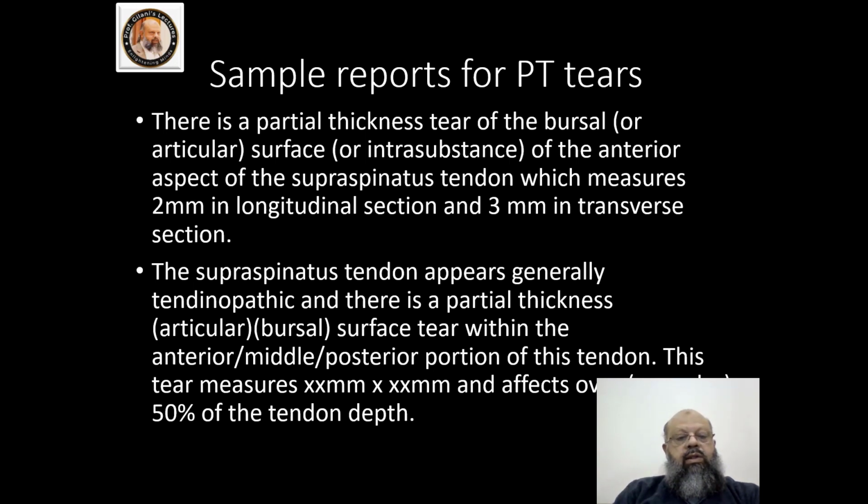It means we will be scanning longitudinally and transversely, getting both measurements of the tear. Then we can say that the supraspinatus tendon appears generally tendinopathic and there is a partial thickness, articular or bursal surface tear within the anterior, middle or posterior portion of this tendon. And this tear measures XX millimeters by XX millimeters, or A to B measurements in millimeters, and affects over or under 50% of the tendon depth. So we will be measuring the depth of the tendon, then measuring it longitudinally and transversely, and mentioning the percentage of the torn area.